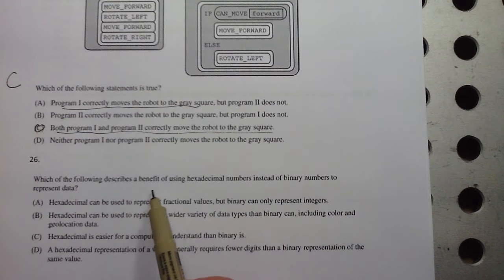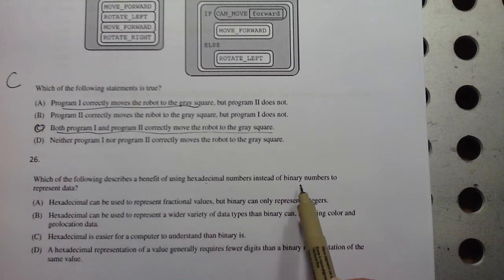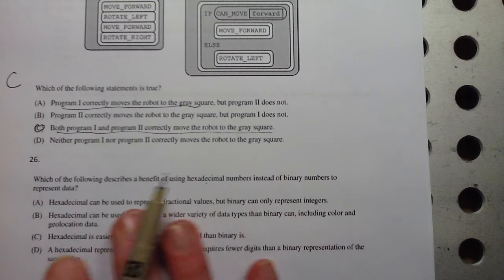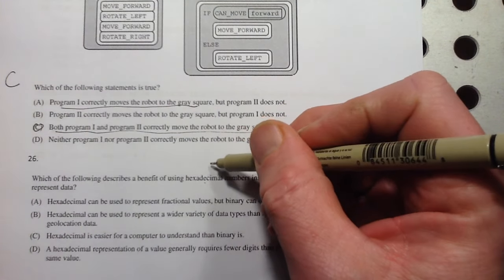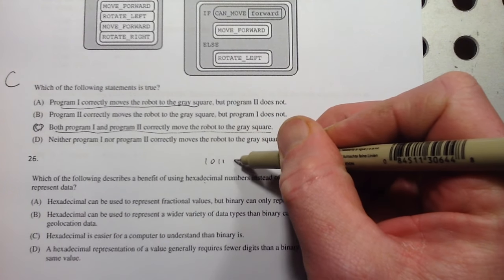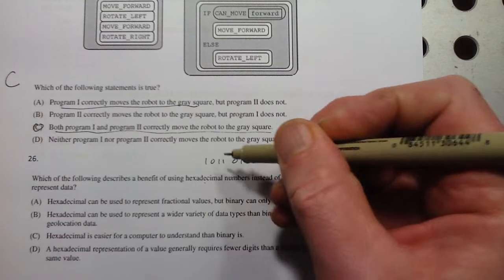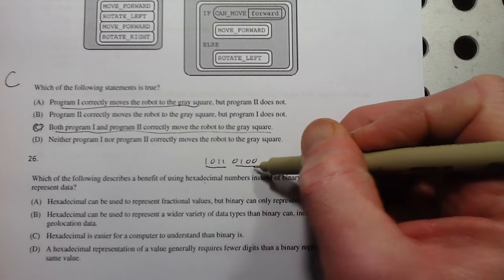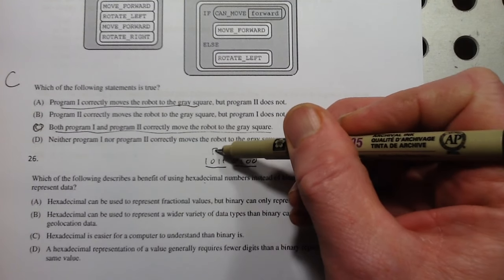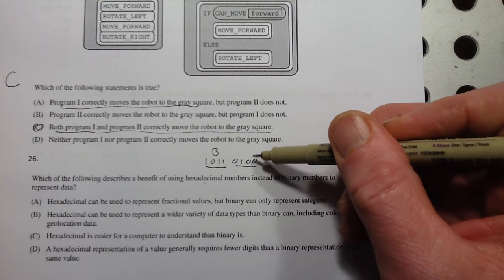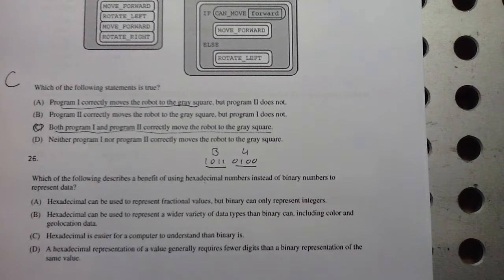Which of the following describes a benefit of using hexadecimal numbers instead of binary numbers to represent data? So before I even look at the answers, hexadecimal numbers, in binary you have like 1, 0, 1, 1, 0, 1, 0, 0, something like that. In hexadecimal, that would only be 2 characters, right? Let's see, what is this? This is 11, so this would be B, and that would be 4. So that would be B4. So it takes less characters or less symbols to represent the same number of bits.